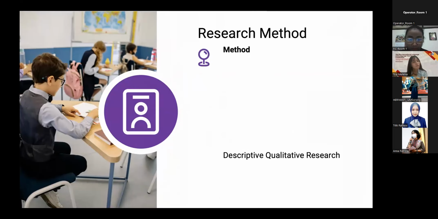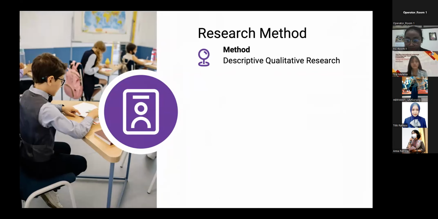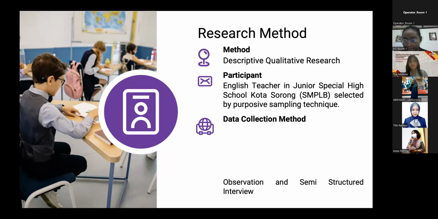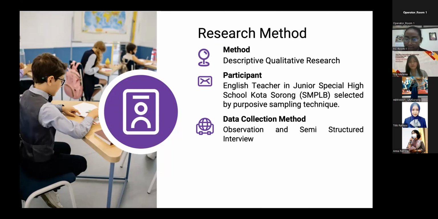About the research methodology, the method used is descriptive qualitative research, and the participant is an English teacher in junior high school, Kota Sorong, because there is only one English teacher. So the participant of this research is one English teacher. And then the data collection method, we use observation and semi-structured interview to gather information about what kind of teaching strategies are used by the teacher in teaching English for the deaf students.